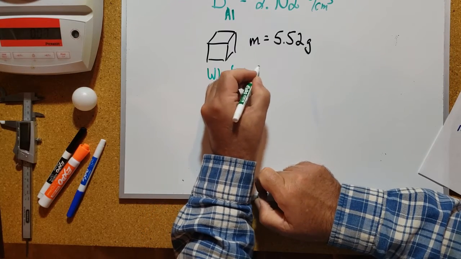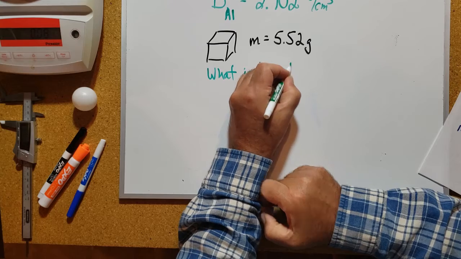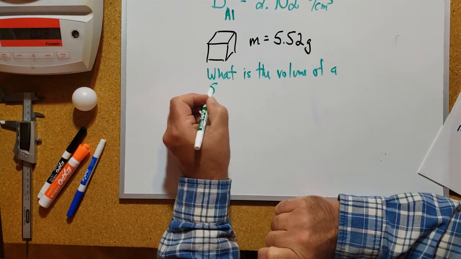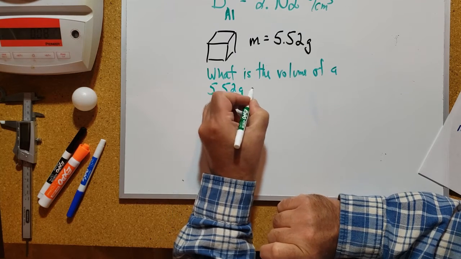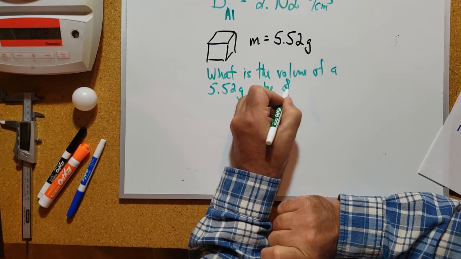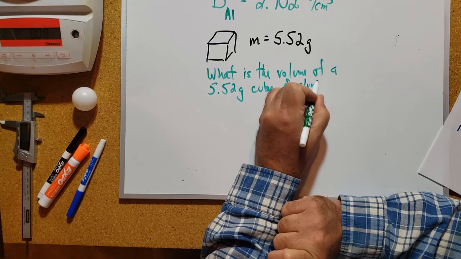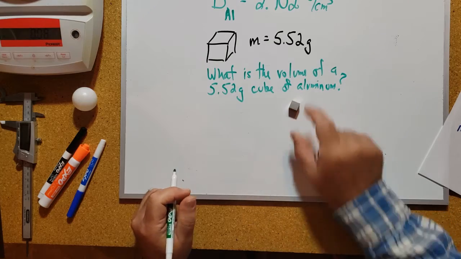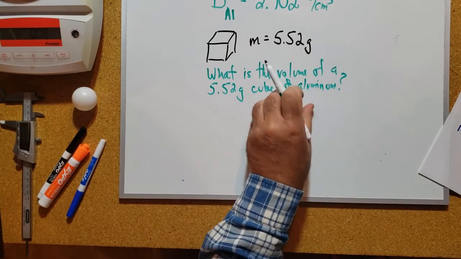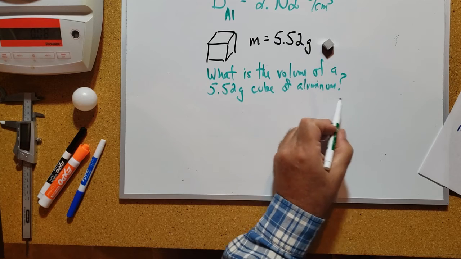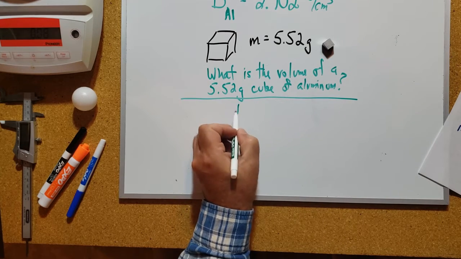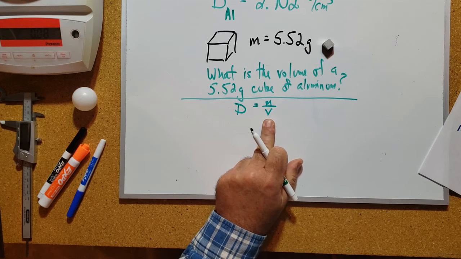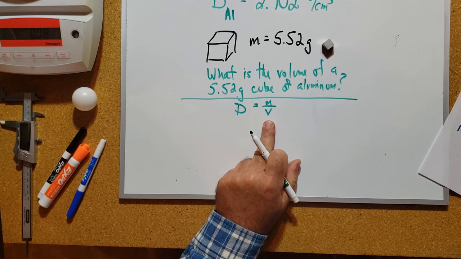What is the volume of a 5.52 gram cube of aluminum? All right. Again, this actually is going to be a density problem of sorts. If D equals M over V, now I'm asked to solve for volume. How do I go about doing that?